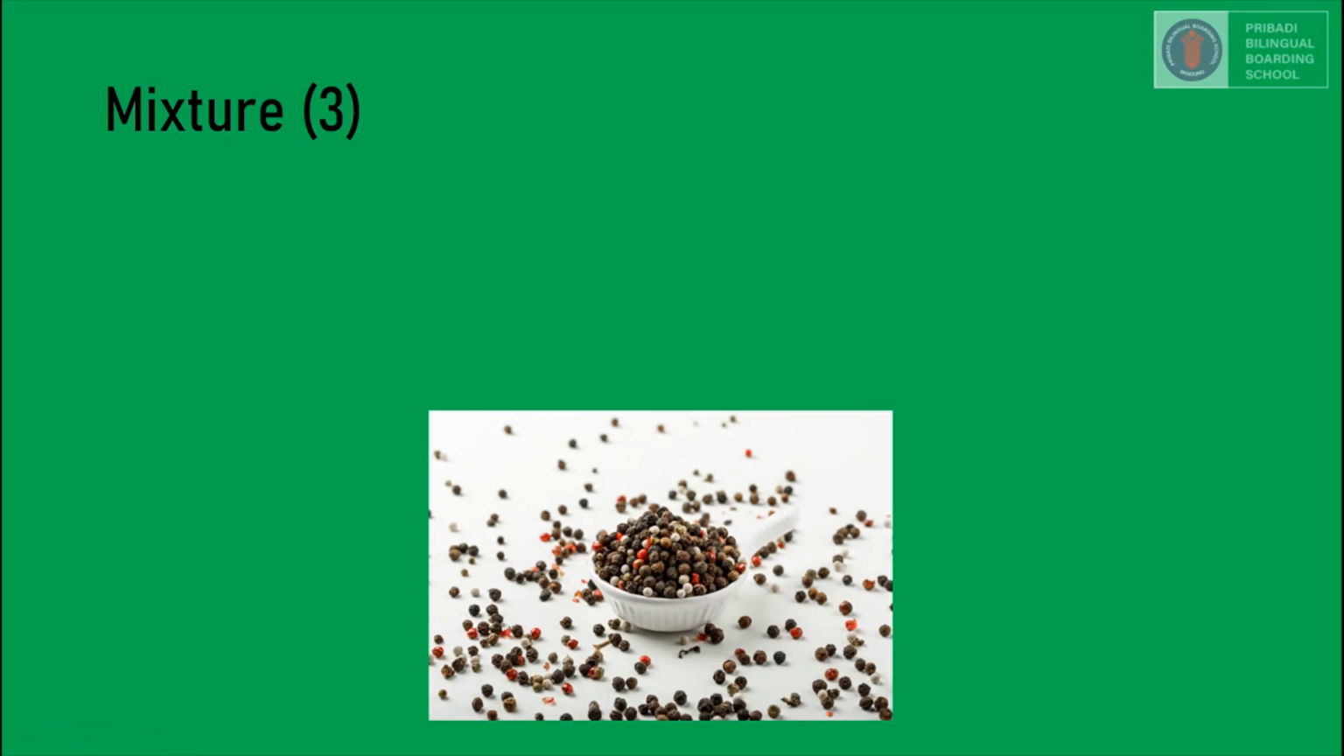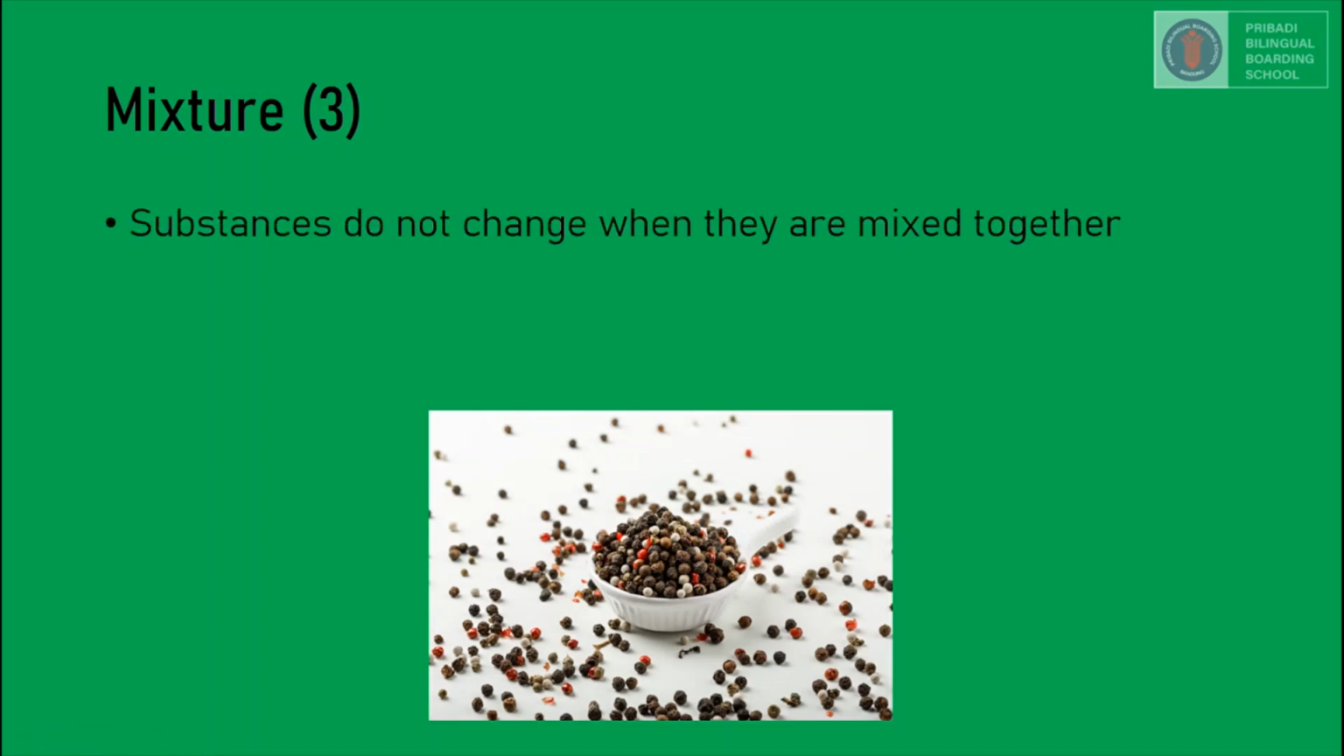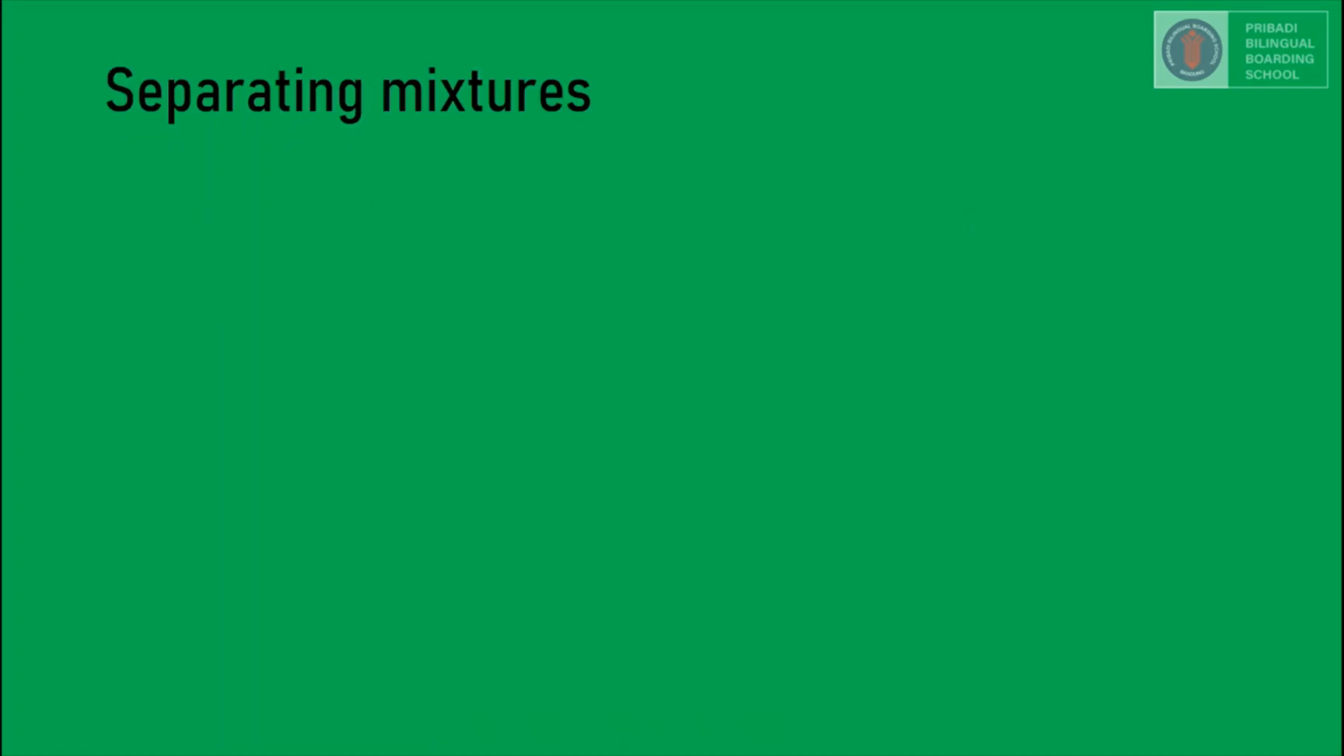The substances in a mixture do not change when they are mixed together. We can say that they do not react with each other, so they stay the same substance. The difference is they are mixed together, but the substance itself does not change when mixed. We can say the substances do not react with each other. And since the mixture is not chemically joined, we can separate them.